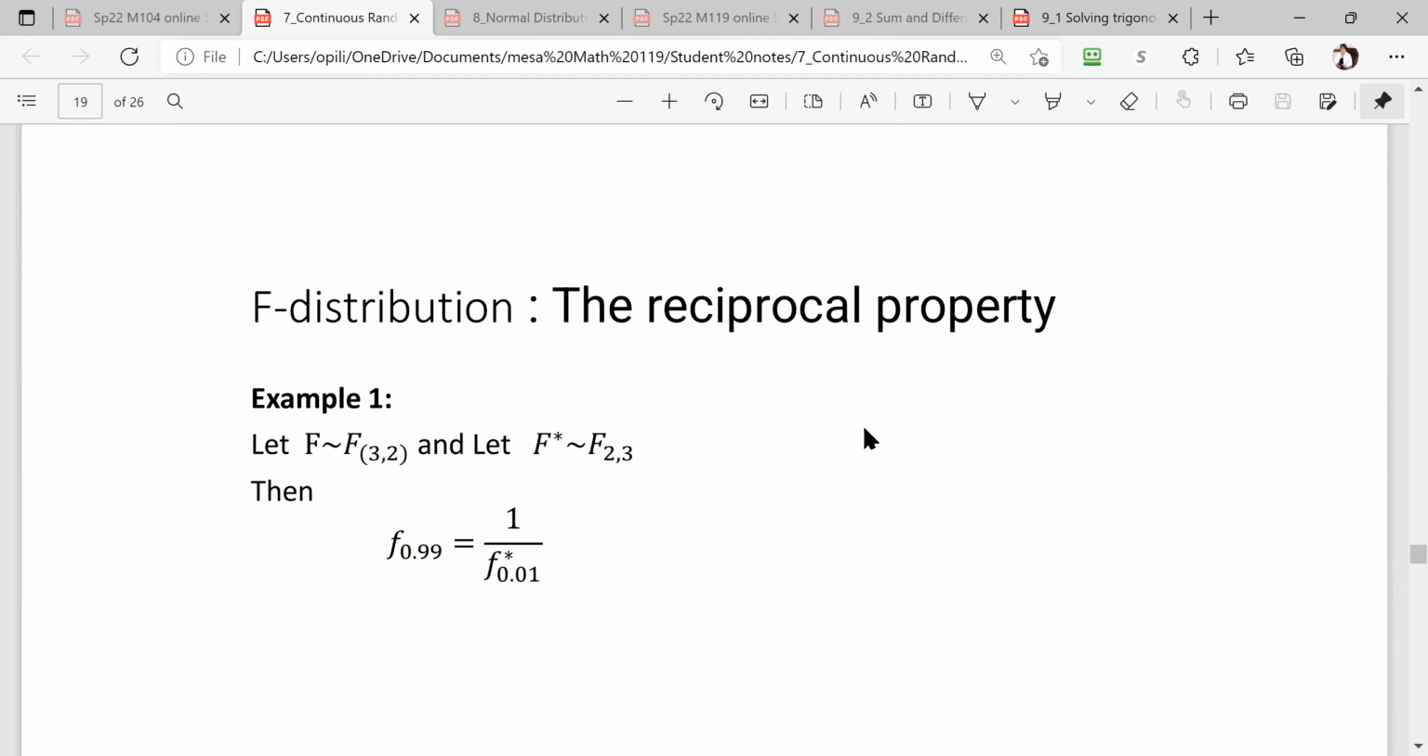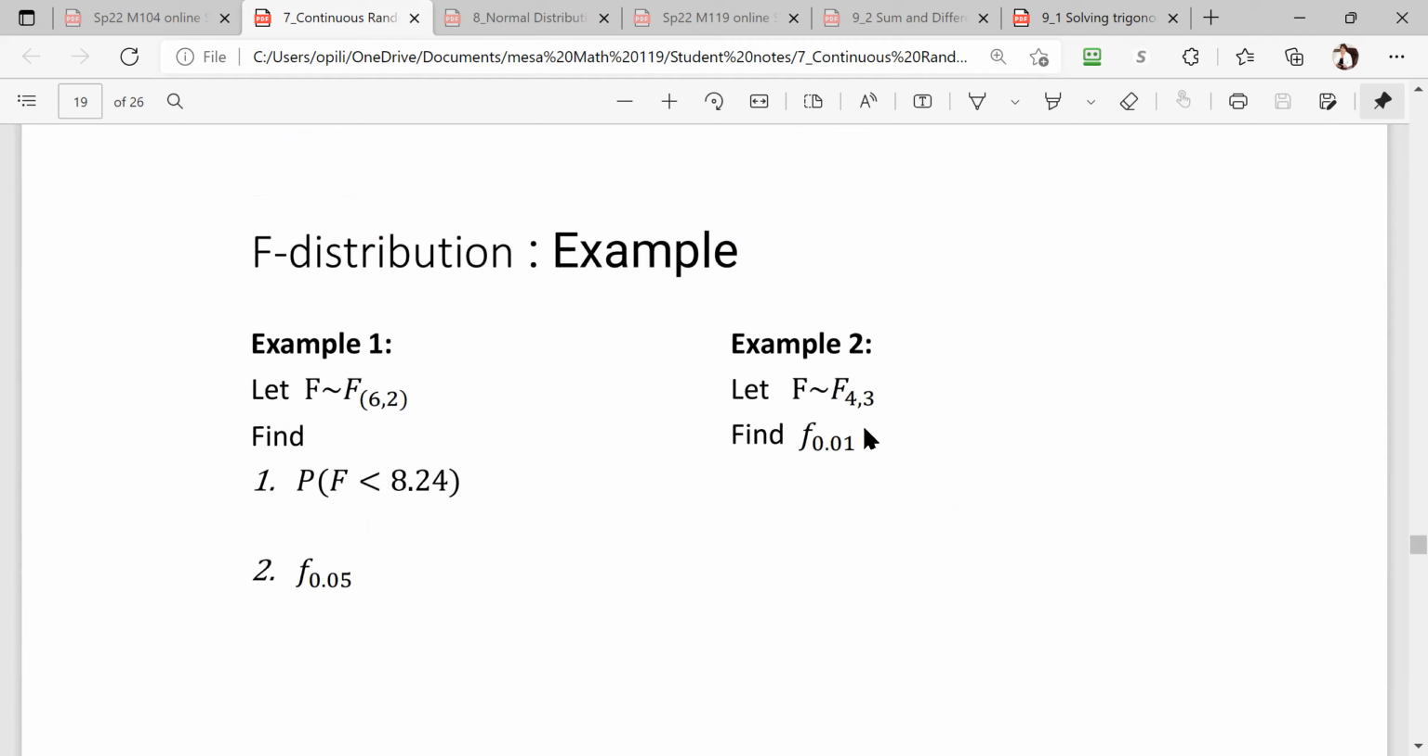Let's go back to our example, and we're going to use, again, the tools of this course to figure out those probability values and calculate those F values as well.